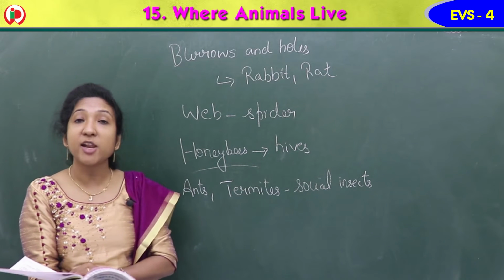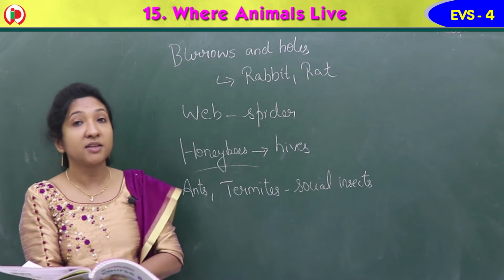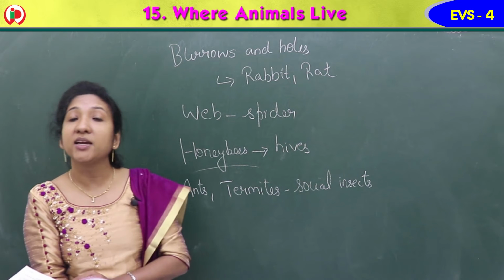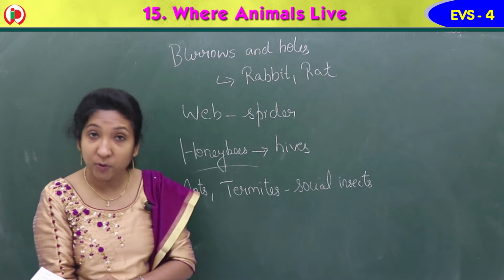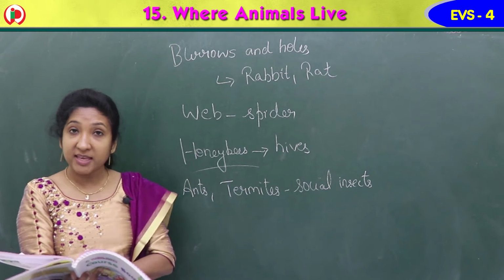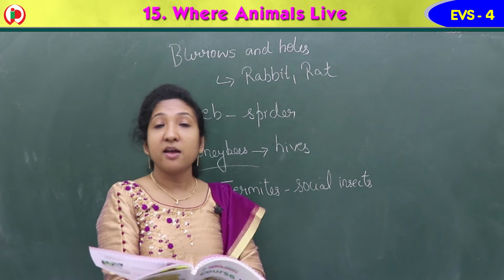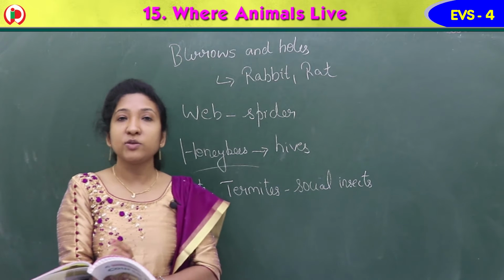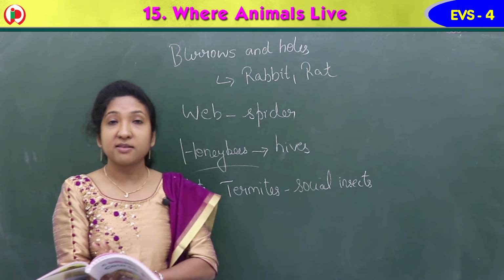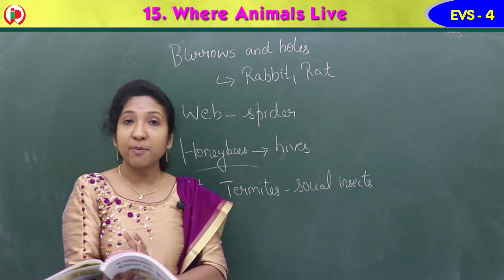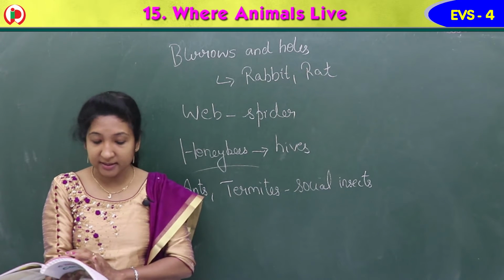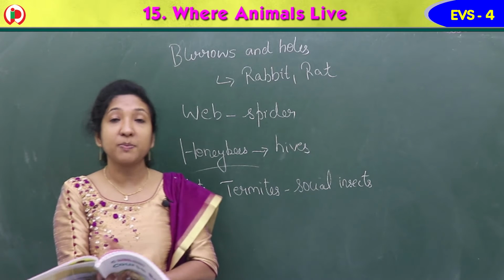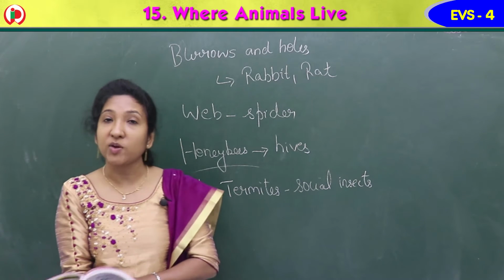So we learned about animals that live on land, terrestrial animals, then animals that live in water, aquatic animals. We learned about animals on trees called arboreal animals. Then we have seen animals that build their own homes, like different varieties of birds build different kinds of nests using twigs, leaves, straw, etc. Then we learned about animals living in burrows, holes, spiders spinning webs, ants, termites, social insects, and bees in hives, etc. Okay?